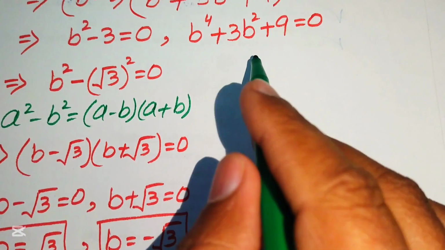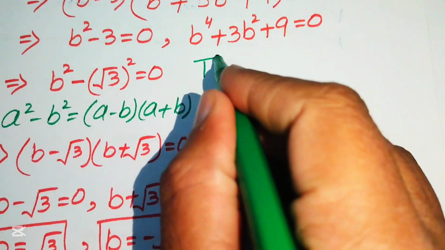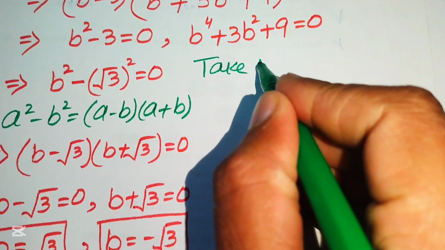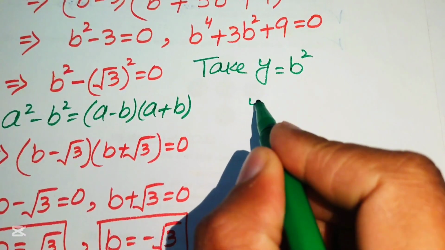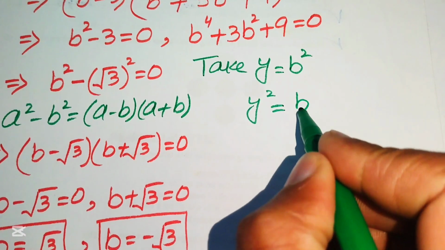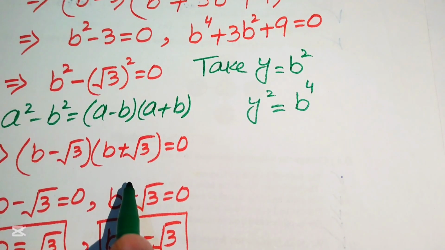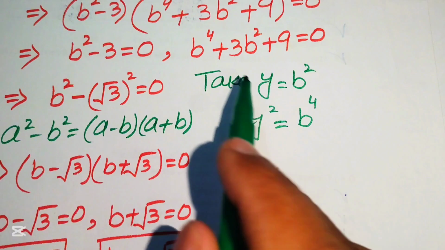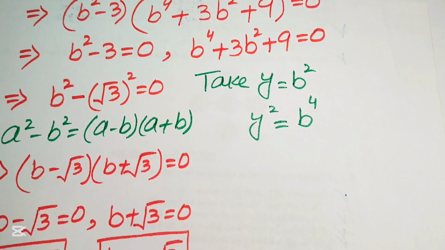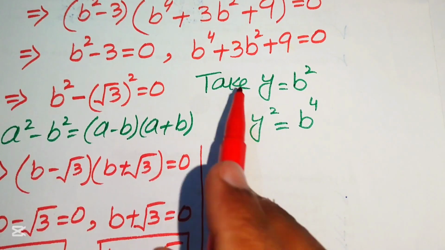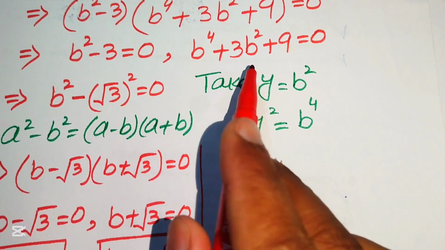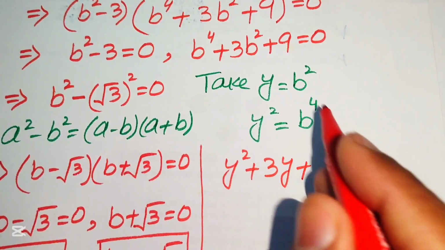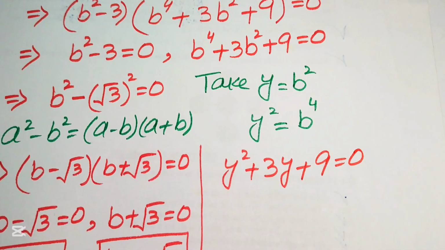So this is our second case, and here we substitute y equals b square. When you take the squaring on both sides, you get y square equals b to the power of 4. So here we need to substitute these two values into the above equation, so that our equation can be written as b to the power of 4, which is y square, plus 3 times b square, which is y, plus 9 equals 0.